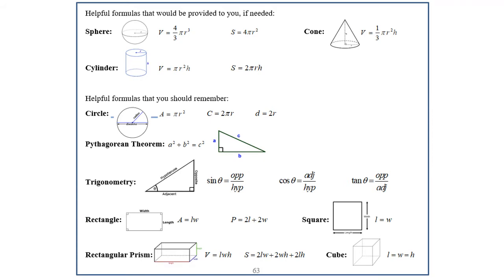Before we get started, we want to review some formulas. These are helpful formulas that you will need to remember. We have volume, surface area of a sphere, of a cylinder, of a cone, and then other helpful formulas: the area, circumference, and diameter of a circle, Pythagorean theorem, just some basic right triangle trig, rectangles, squares, cubes, and rectangular prisms. So I really recommend as you are going through problems, have this little page out for these helpful formulas if you forget what the formulas are.